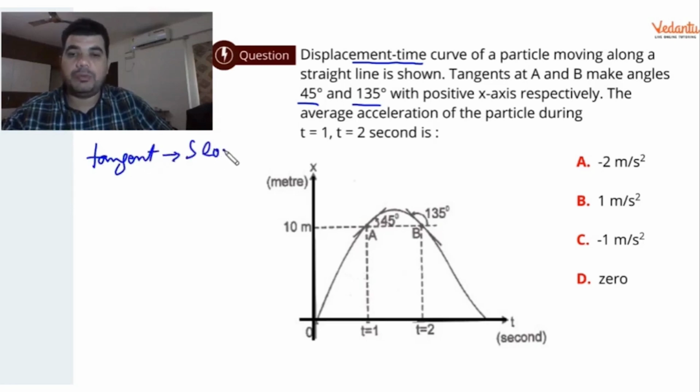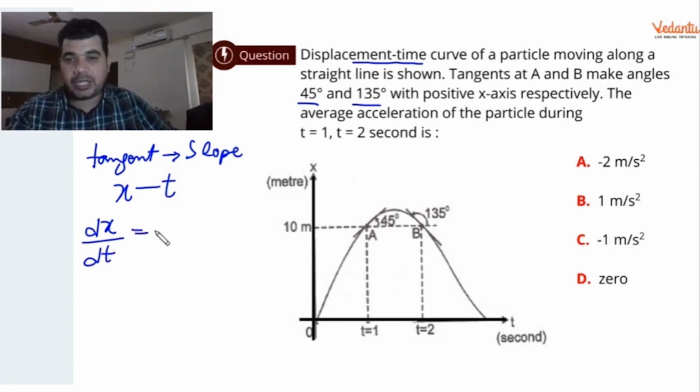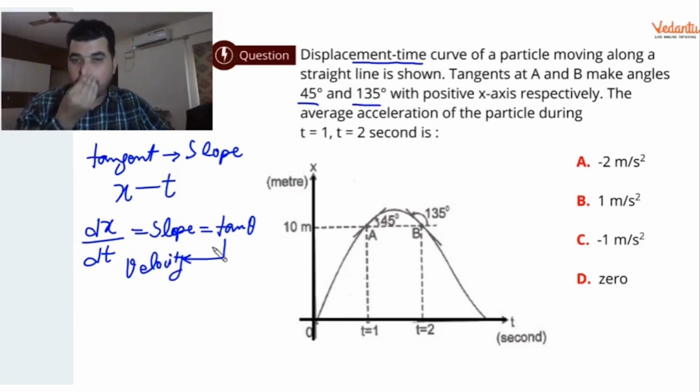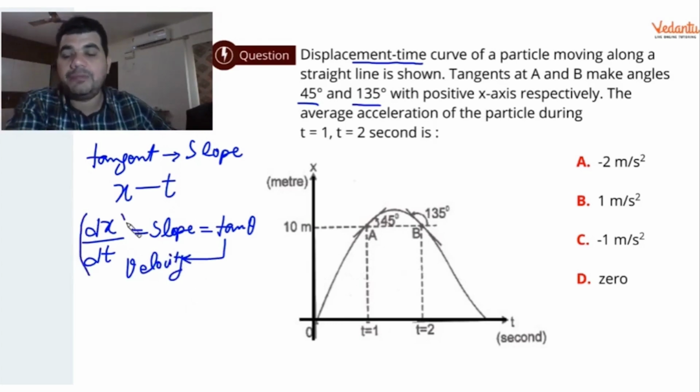Tangent means slope. And which graph is x and t? So what is the slope? Slope is dx by dt. And dx by dt is the slope, and slope is equal to tan theta. And if it is tan theta, then it represents velocity. Now dx by dt is velocity, and that velocity is represented by the slope in the xt curve.